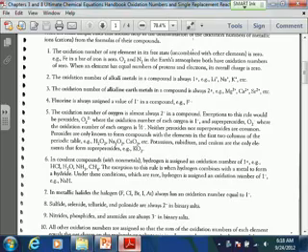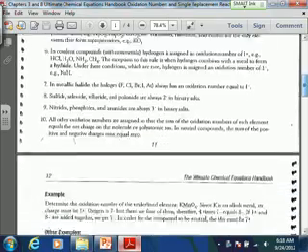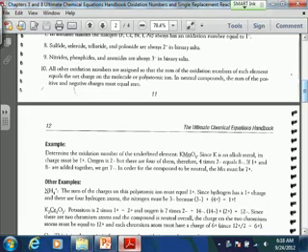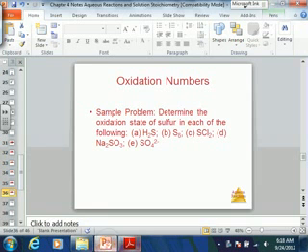This is just a little more detail, but it's essentially saying the same thing that we've already said. All of the oxidation numbers are assigned so that the sum of the oxidation numbers equals the charge. So there's really nothing to add there, I guess.